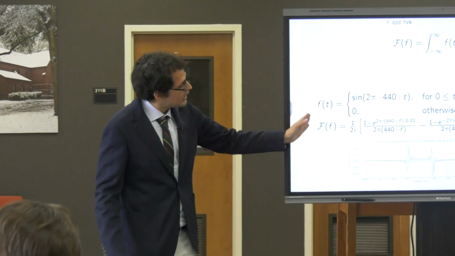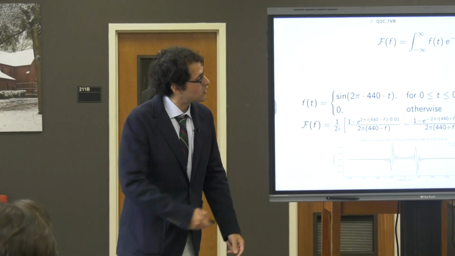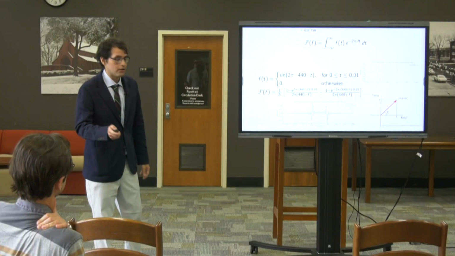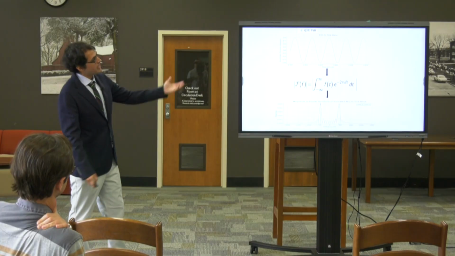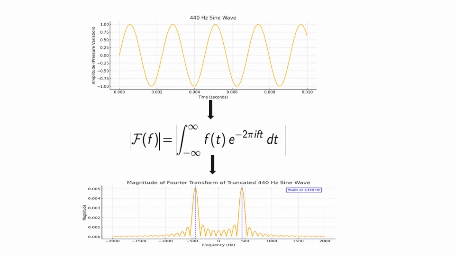And what we are going to do is take the magnitude of this Fourier transform, the absolute value. So basically, what will happen is we will have a signal. Then we will take the Fourier transform.